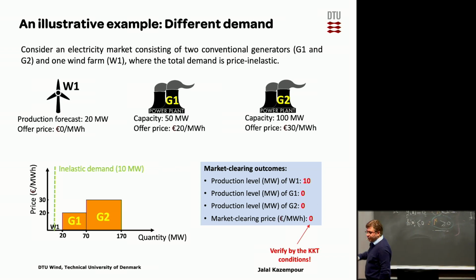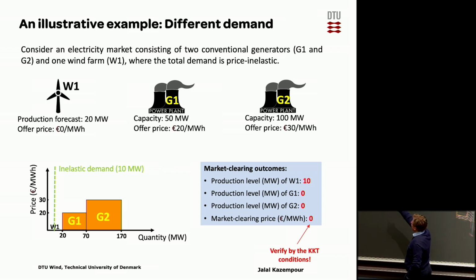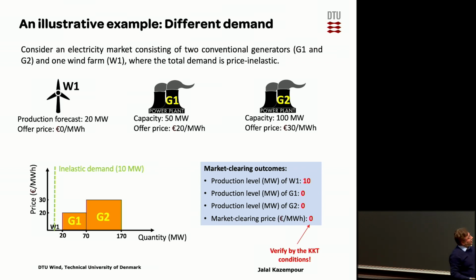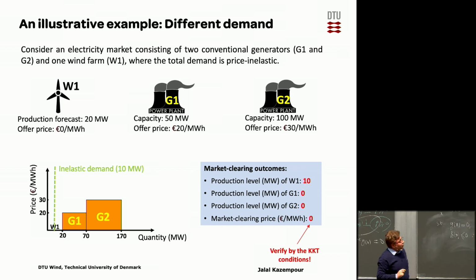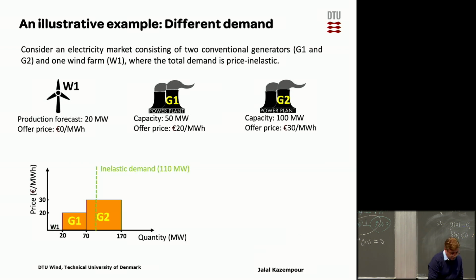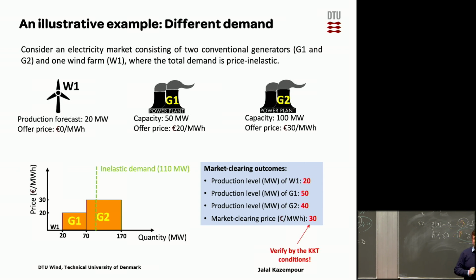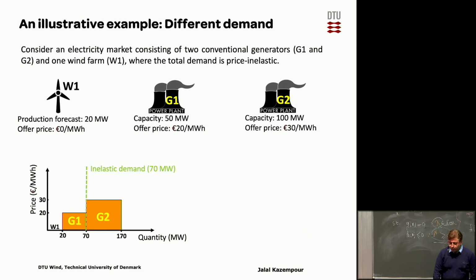Okay. Now let me give you a bit more challenge. If the demand decreases from 40 to 10, what will the price be? 0. And you can really check the price is 0 by verifying through KKTs, as we just discussed. What's the case here? What will the price be here? 30. Again, you can check 30 through KKTs. What's the price here?